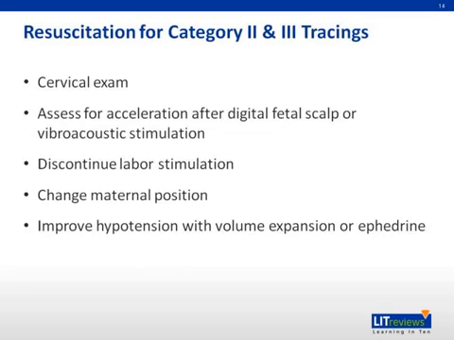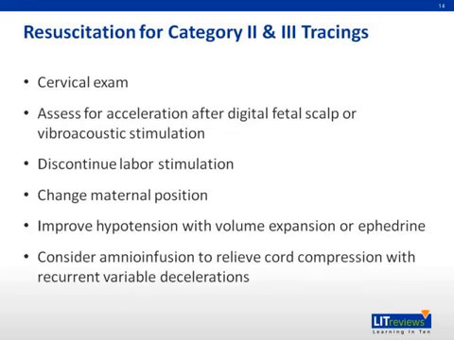An intrauterine pressure catheter can be placed inside of the uterus to more accurately assess the frequency and strength of contractions. Fluid such as normal saline can be introduced through this catheter into the uterus, which is called an amnioinfusion. You can consider an amnioinfusion to relieve cord compression with recurrent variable decelerations. Lastly, you should monitor for tachysystole.